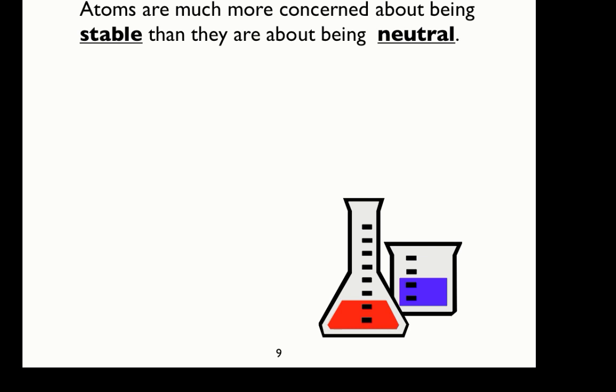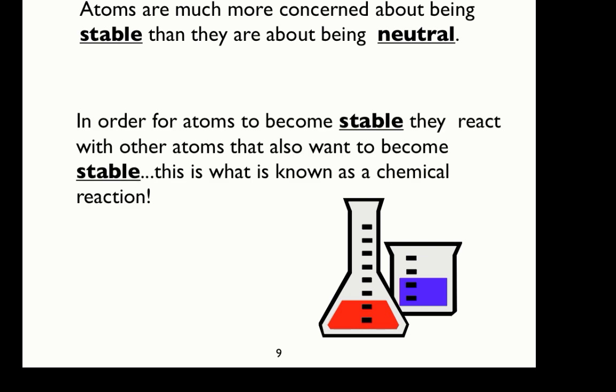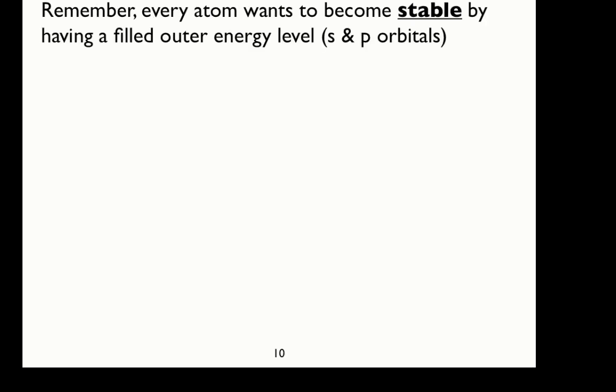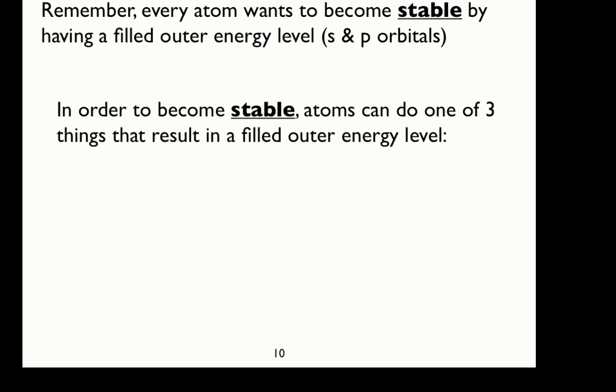And atoms really, really want to be stable. They're not quite so concerned about being neutral. Stable is way more important than being neutral. So they're going to do whatever they can to fill that outer energy level. In order to do that, though, they need to react with some other atom that also wants to become stable. And that's what happens when a chemical reaction occurs: in an attempt to become stable, these atoms exchange electrons or share electrons, and they get their outer energy level filled, and they're happy. So that's what they want to do. They want to fill their outer S and Ps.